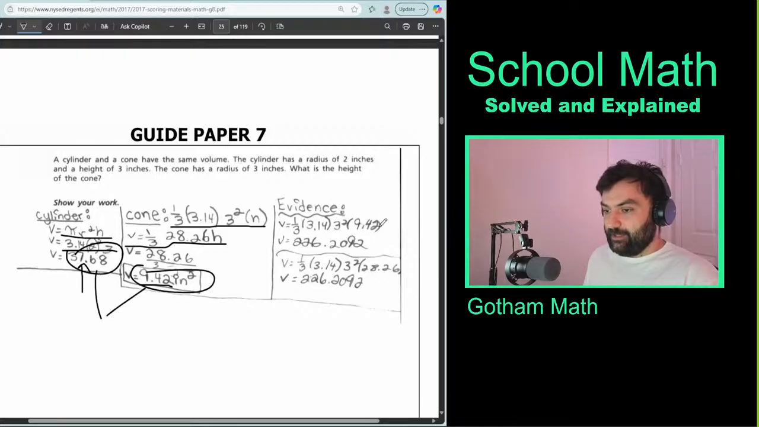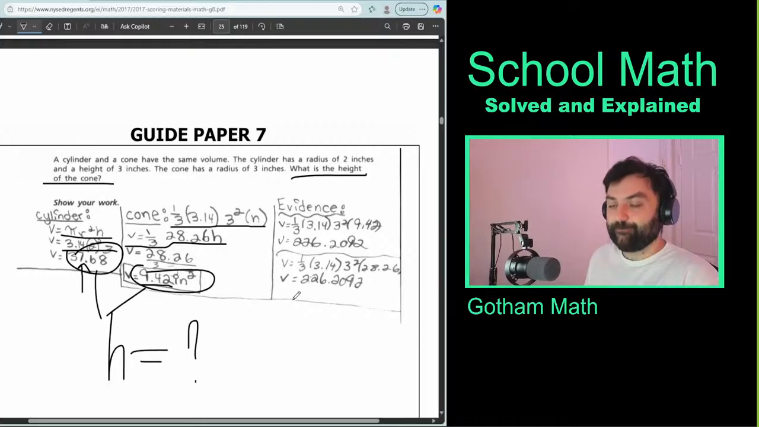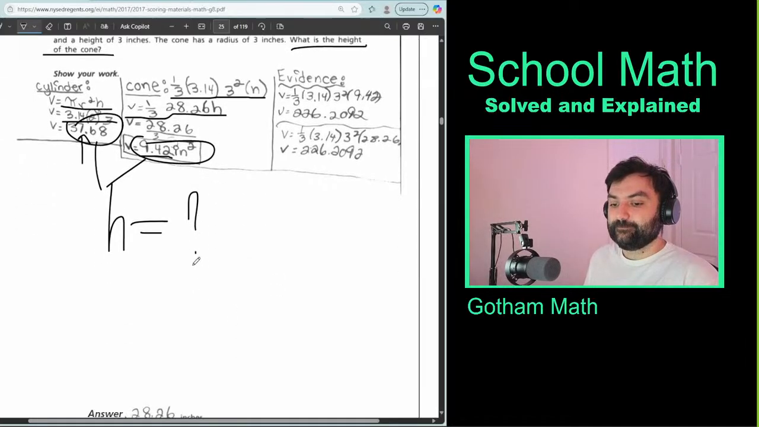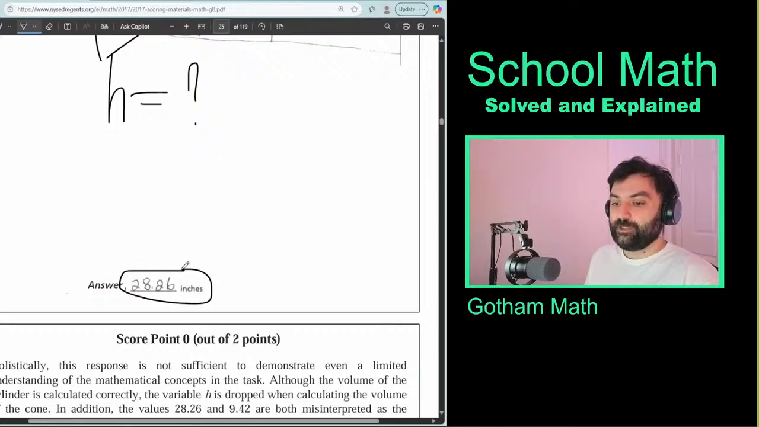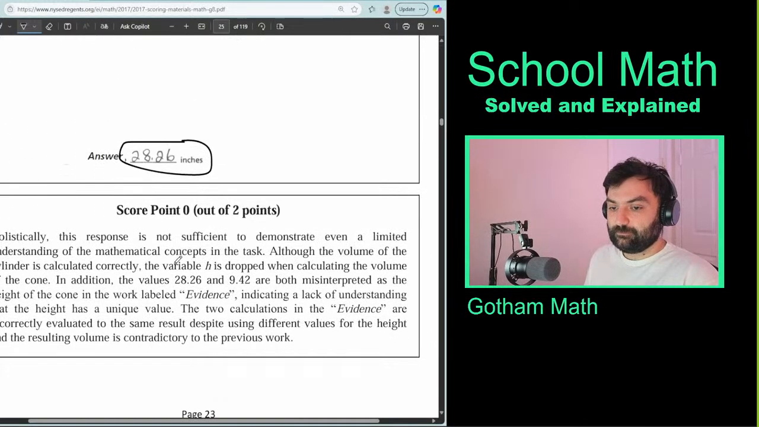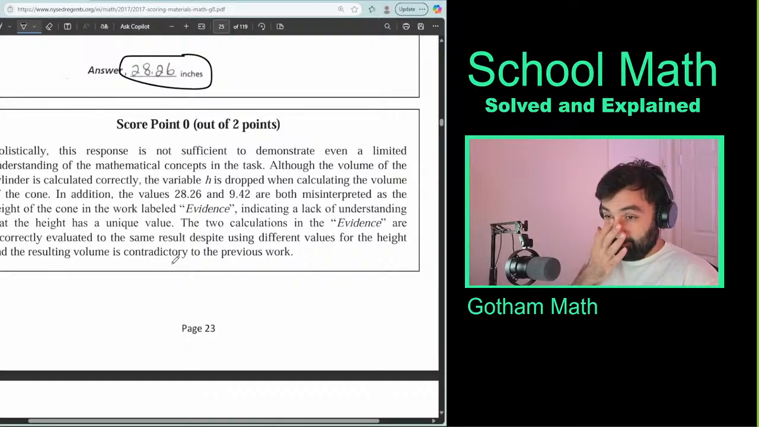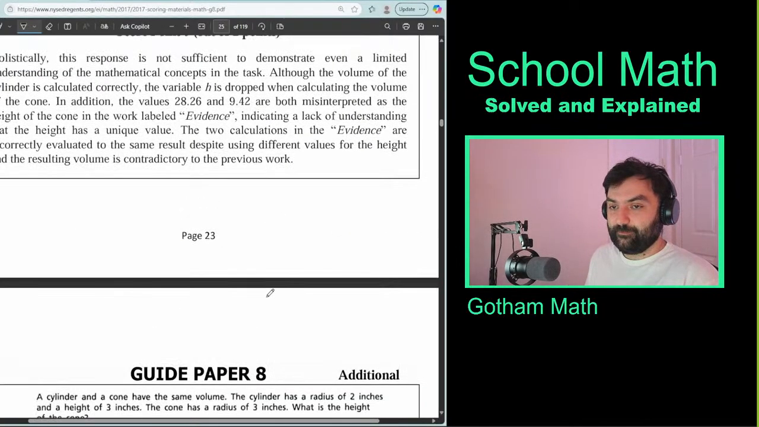And I'm not sure what evidence is. I know what the word means, but it doesn't make sense, because the question is, what is the height of the cone? Where is the answer? The height is what? Oh, 28? No, then it's wrong. And he got 0.